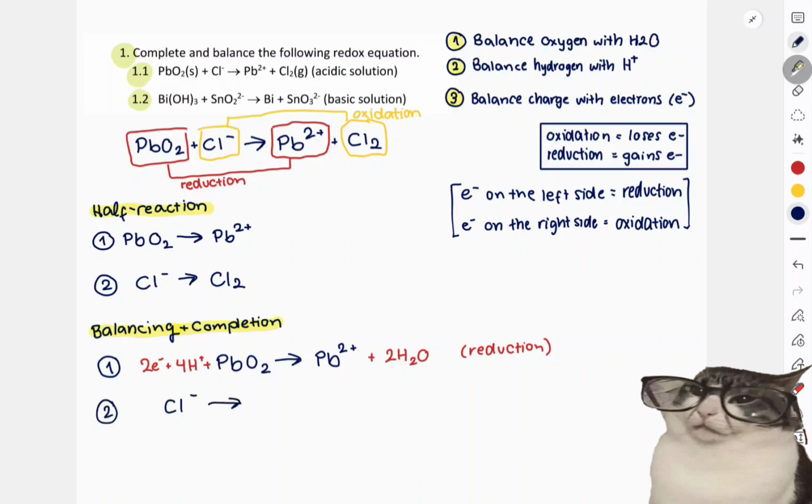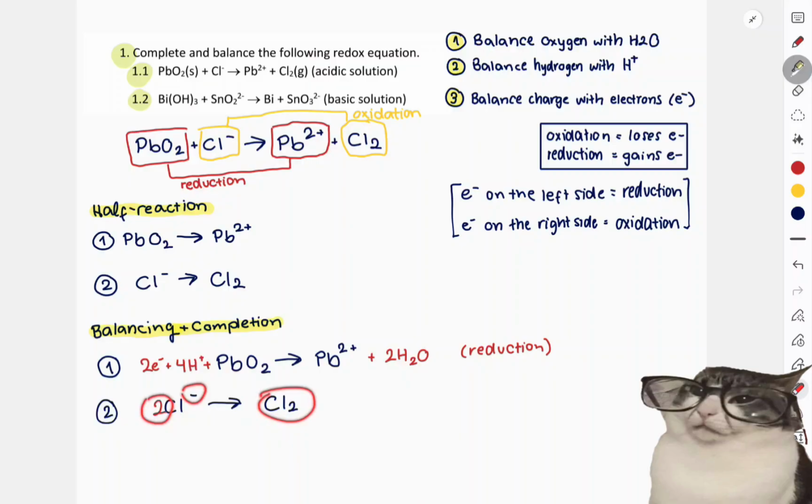So first let's balance all of the atoms other than hydrogen and oxygen. So you can see we have 2 molecules of chlorine on the right side and just 1 on the left side. So to balance it, we just add 2 on the left. So now we have 2 molecules of chlorine. Since we do not have any hydrogen in this equation, we can go and balance the charges.